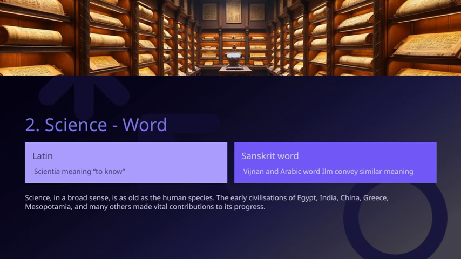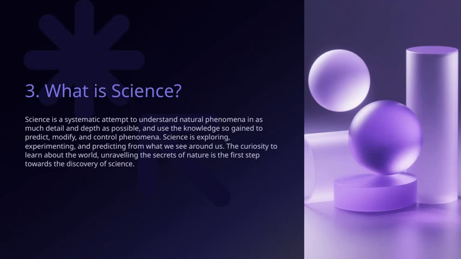This connection across languages and cultures emphasizes that the quest for knowledge is a shared human endeavor, integral to our progress and development. Science is a systematic attempt to understand natural phenomena in as much detail and depth as possible. It's about using the knowledge we gain to predict, modify, and control the phenomena around us. Essentially, science involves exploring, experimenting, and making predictions based on what we observe in our environment. The curiosity to learn about the world and to unravel the secrets of nature is really the first step toward discovering science.